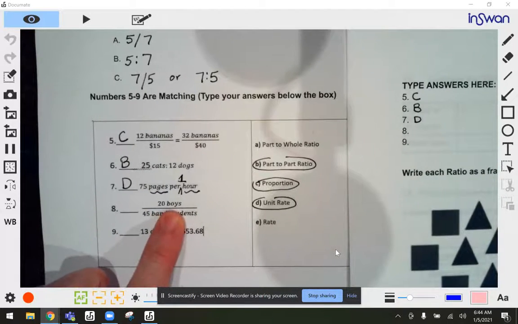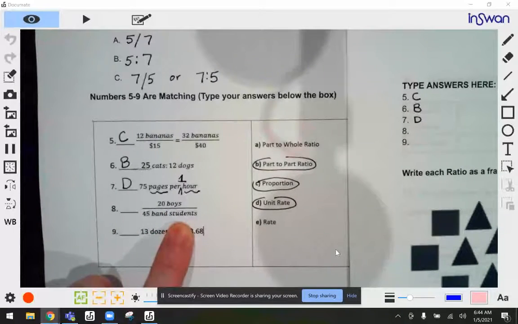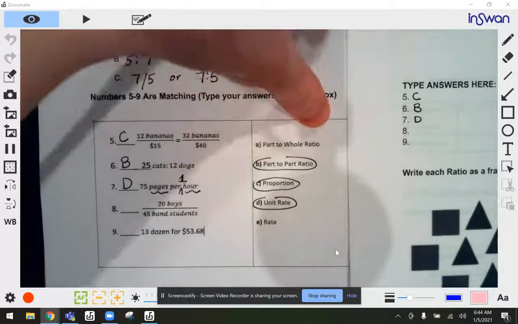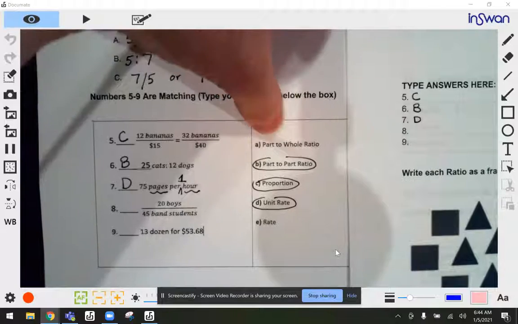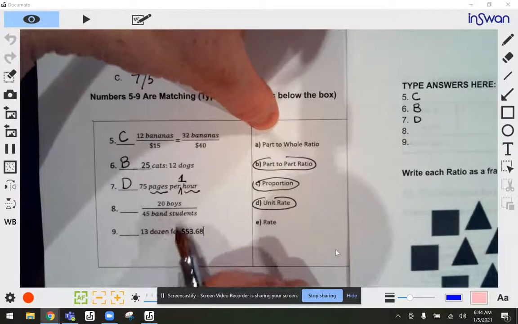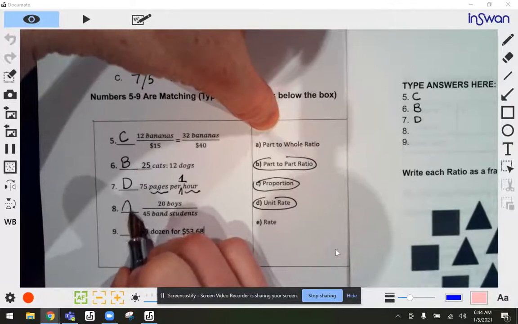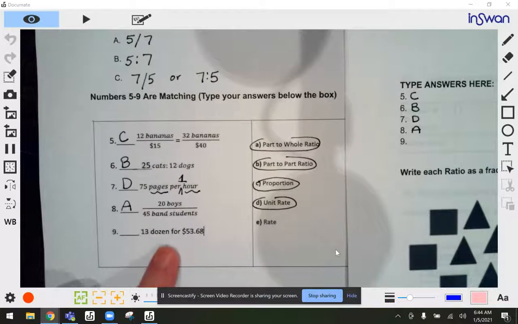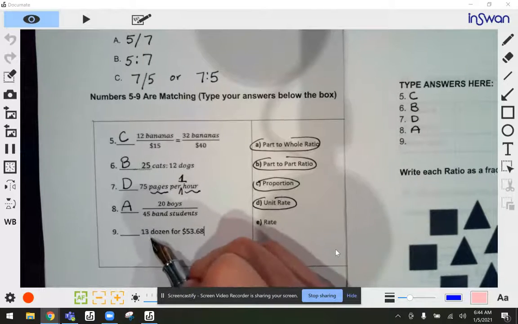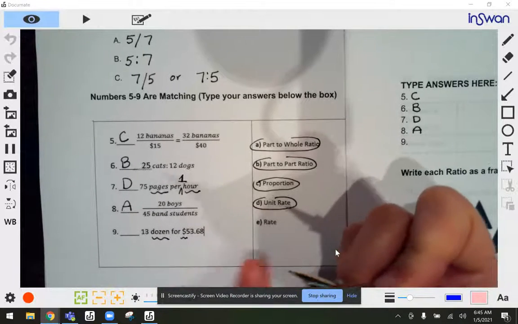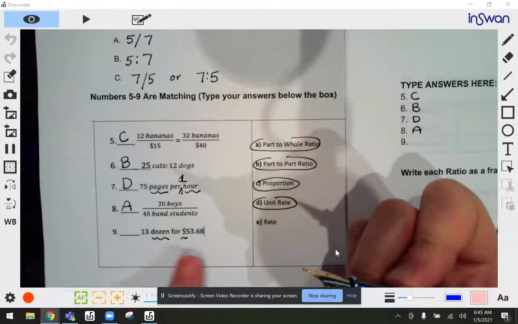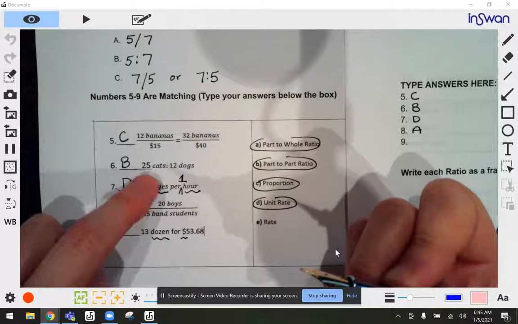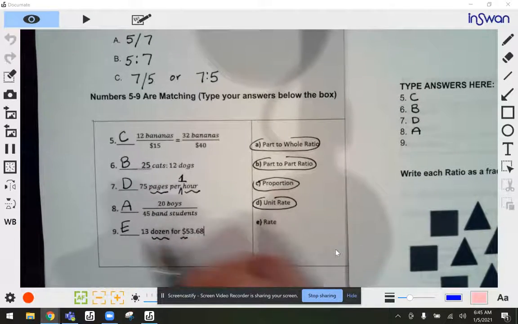Here I have 20 boys out of 45 band students. So again, it's not a rate because there aren't units. It is a ratio, and it makes sense that it's a part to whole because the boys are part of the whole entirety of band students. So this one would be A. And then let's make sure we did it correct. Make sure the last one makes sense. 13 dozen for $53.68. Dozen and dollars are our units, so it's definitely a rate, and neither one of them has a 1 like we had on our unit rate, so that makes sense. This is a rate.